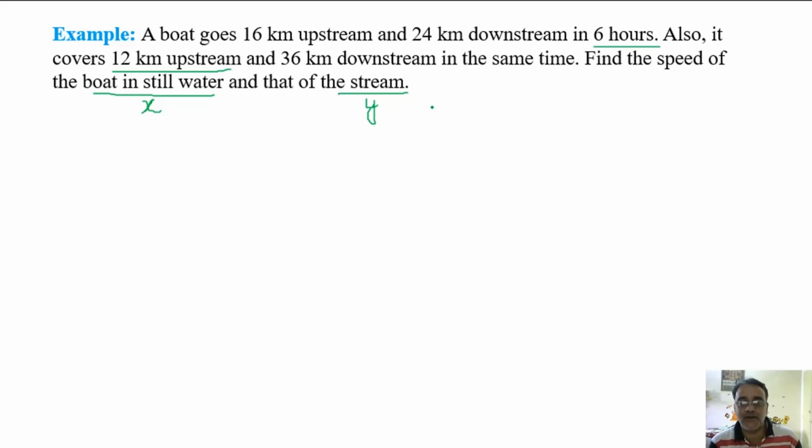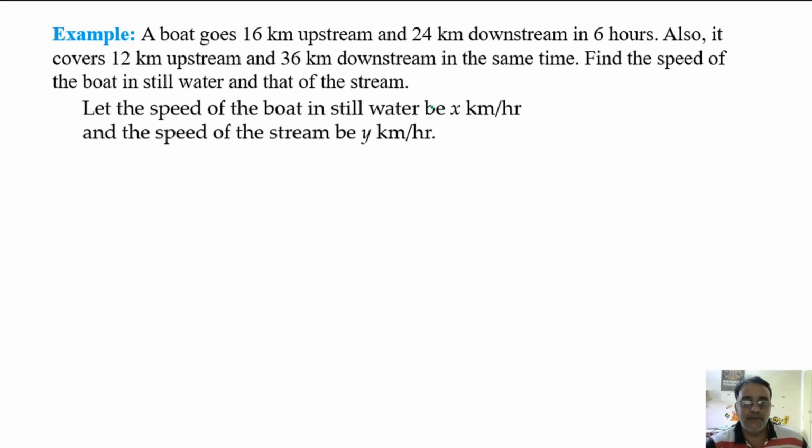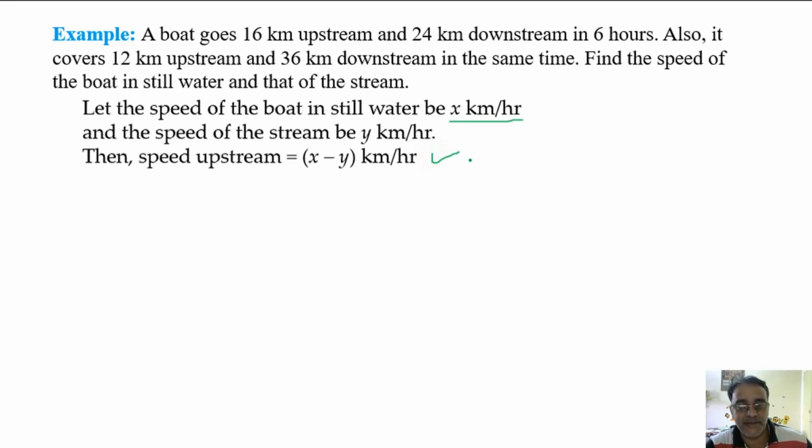Then what is the speed of boat in upstream? x minus y. Right. So let the speed of the boat in still water be x kilometer per hour and the speed of the stream be y kilometer per hour. So speed of boat in upstream is x minus y and speed of boat in downstream is x plus y.